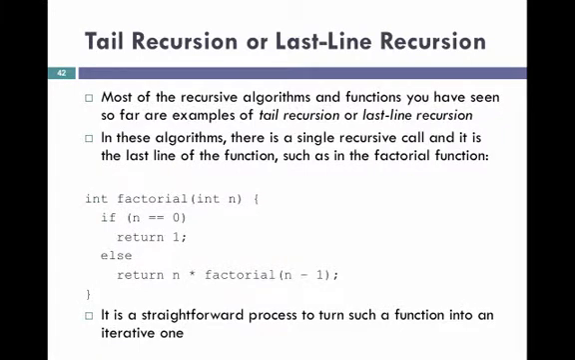Most of the recursive algorithms and functions you have seen so far are examples of tail recursion or last line recursion. So these algorithms have a single recursive call, and it's the last line of the function, such as in the factorial function. So it's a straightforward process to turn such a function into an iterative one.